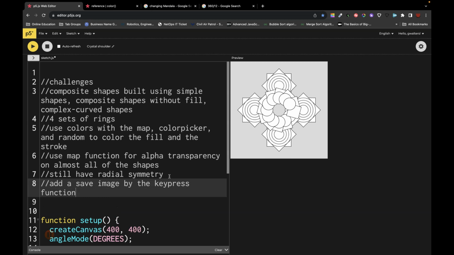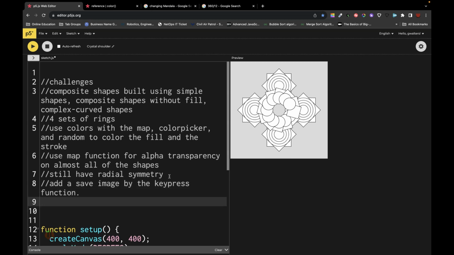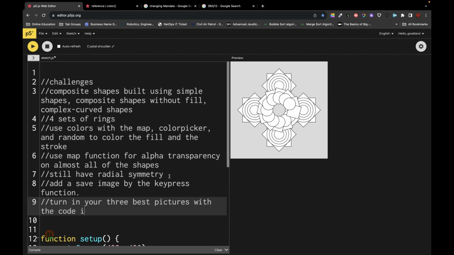And this is just so that we can see a bunch of different options. What I want you guys to do is try to create, out of this, your 3 best pictures, and you're going to turn your 3 best pictures in to me with the code itself. There are multiple ways that you can change the colors.